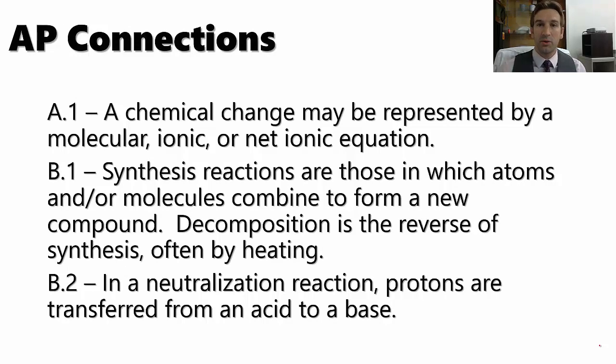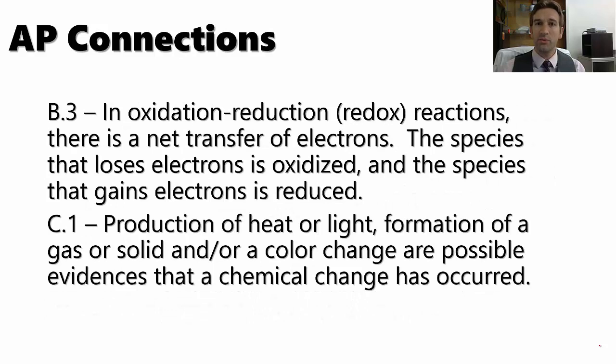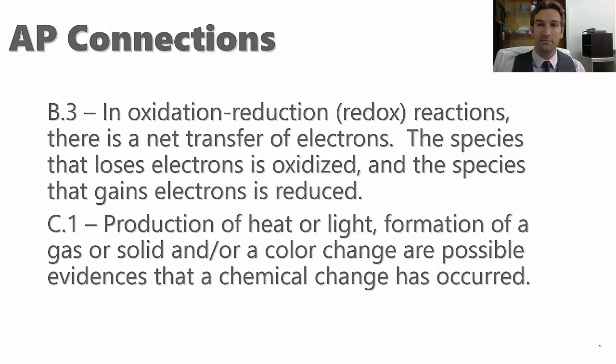So to make a connection here to our AP content, there are several different sections that are going to connect. First off, being able to write equations, so molecular, ionic, or full ionic equations, those are going to be important. In addition, we need to have all the different reaction types. So we have synthesis, decomposition, combustion. All of these things are explicitly mentioned in the AP curriculum, and that's what we're learning today. In addition to that, we have our redox and evidence of chemical change. That's AP section C. Production of light, color changes, things like that. We're going to get into all that stuff today.